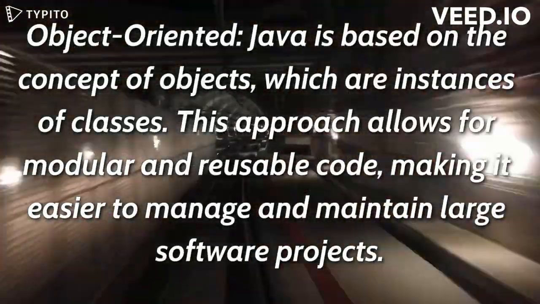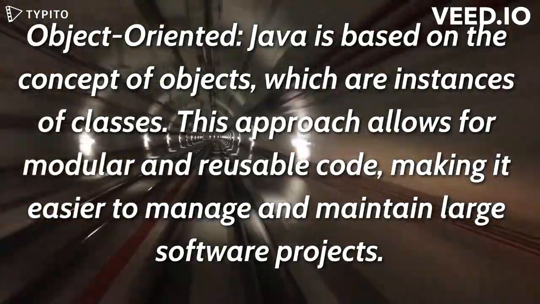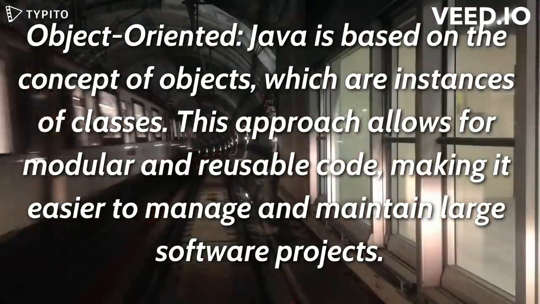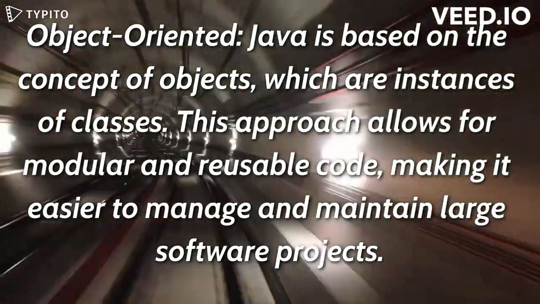Object-oriented. Java is based on the concept of objects, which are instances of classes. This approach allows for modular and reusable code, making it easier to manage and maintain large software projects.